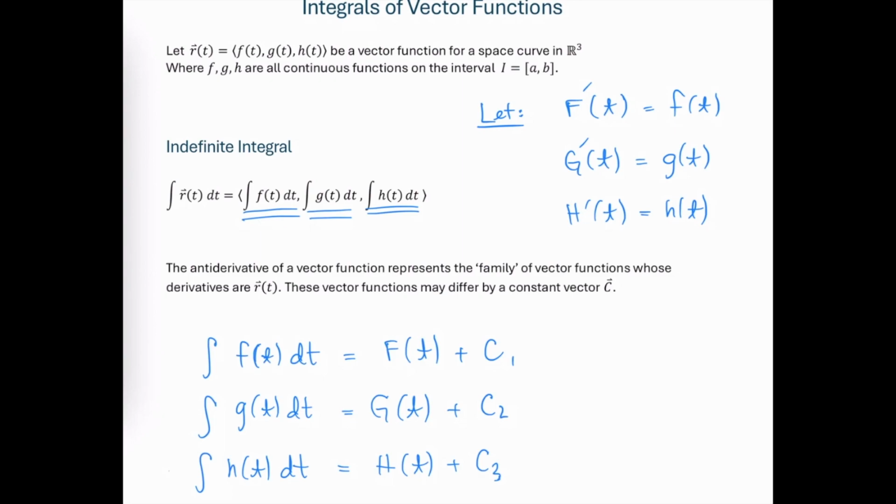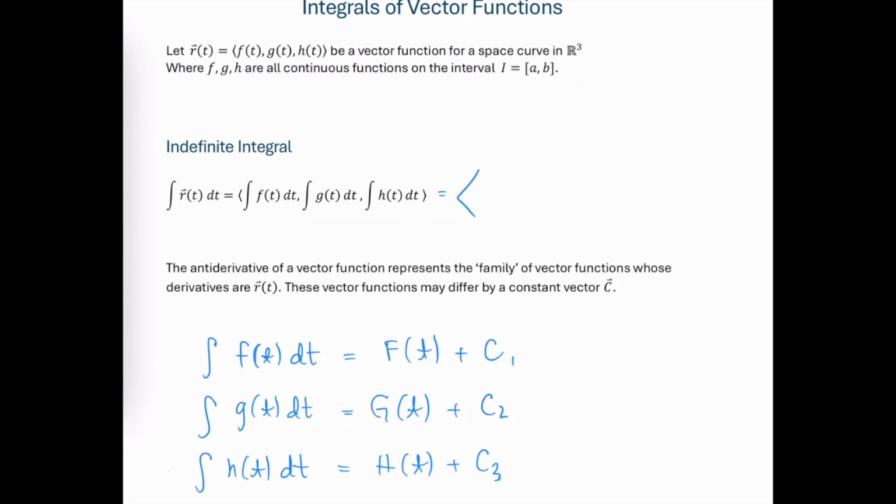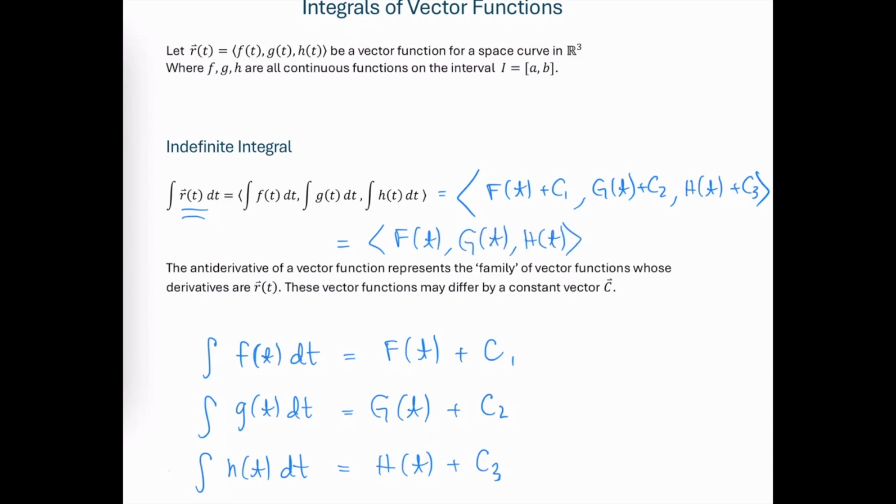So when we calculate the antiderivative of a vector function, what we'll get is another vector function that is the antiderivative of the original vector function. And that antiderivative is going to be F of t plus C1, G of t plus C2, H of t plus C3, which is a vector function that can be decomposed into F of t, G of t, H of t, plus the constant vector C1, C2, C3.